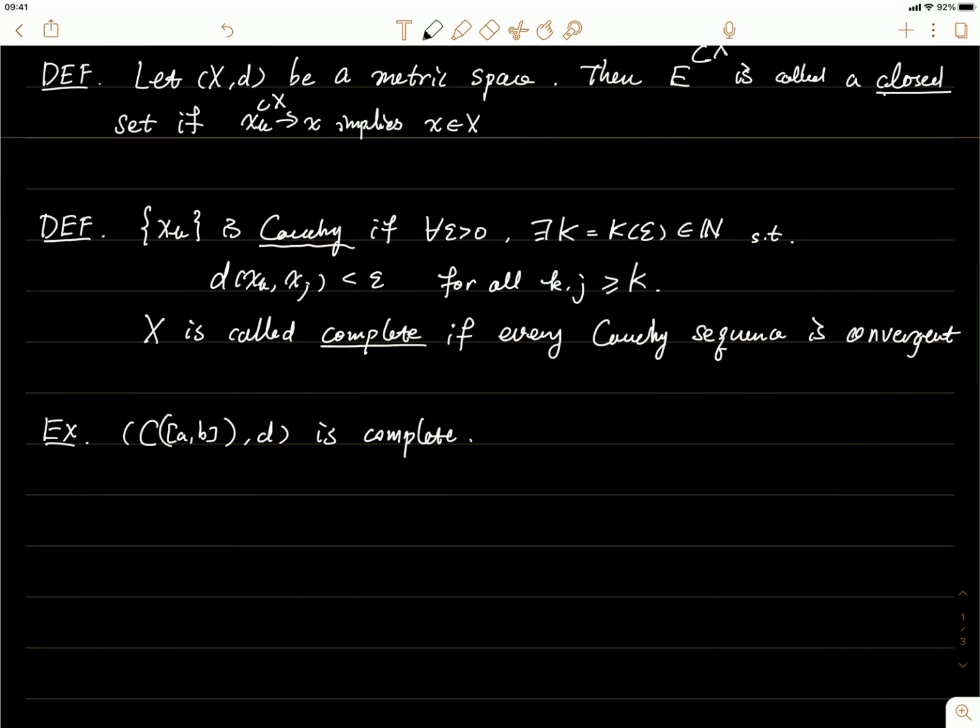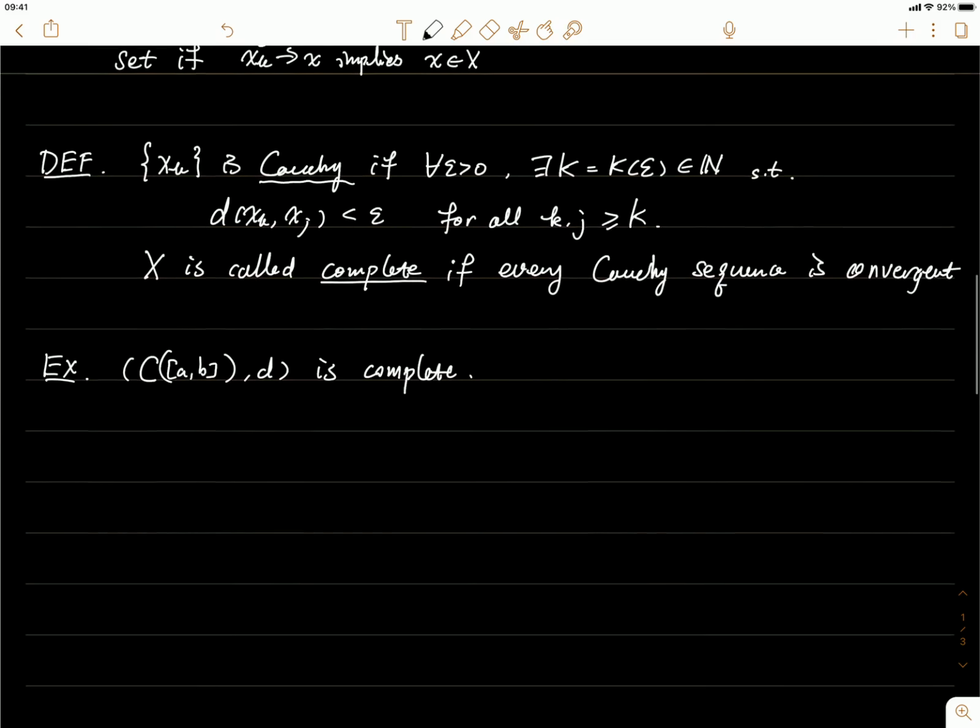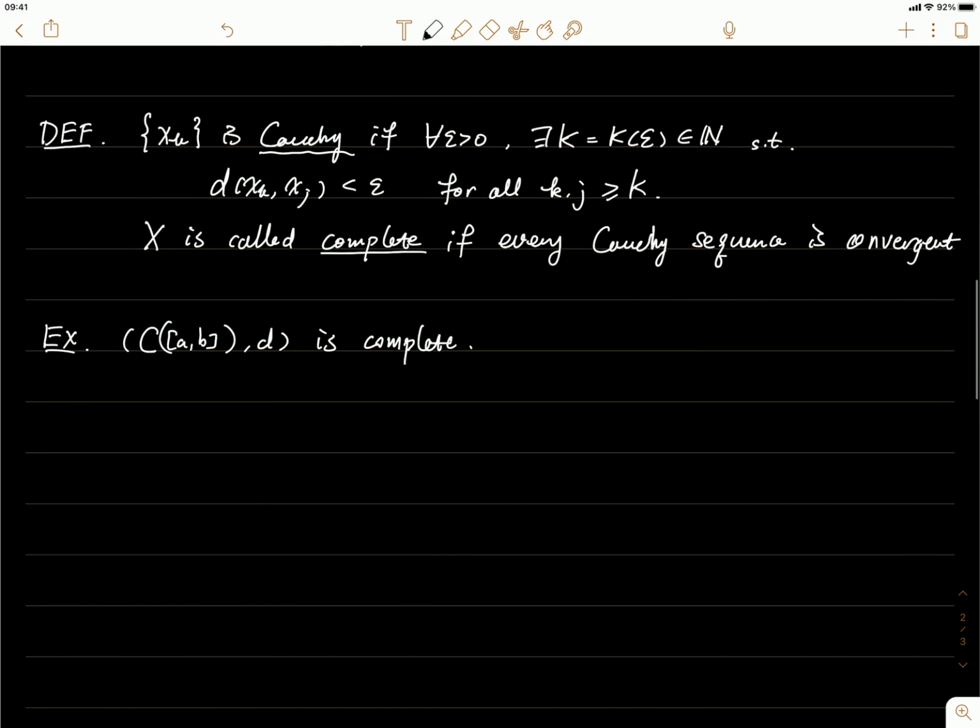To show that, the only thing we need to do is recall the definition. We want to show it is complete, so we just need to show that every Cauchy sequence in this space is convergent, and its limit is also in X.